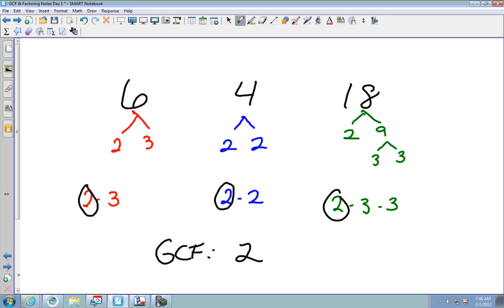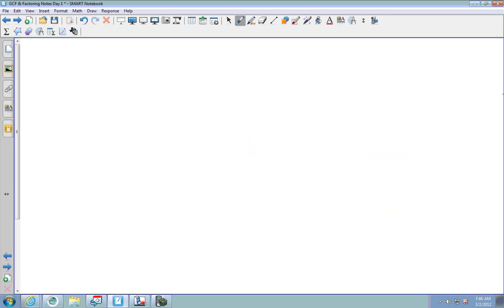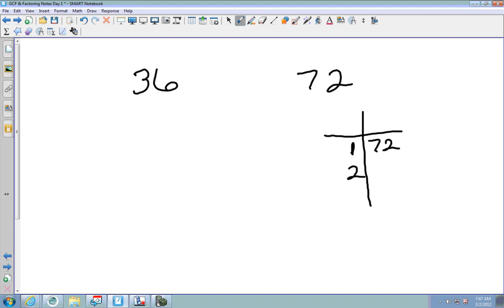All right, now we're going to try this other way. Let's go with 36 and 72. Now watch what I'm going to do. I'm not going to do that factor tree. I'm going to go through like this. I'm going to make a T-chart. The numbers that multiply together. Here we go. 1 times what gives me 72? 2 times what gives me 72?